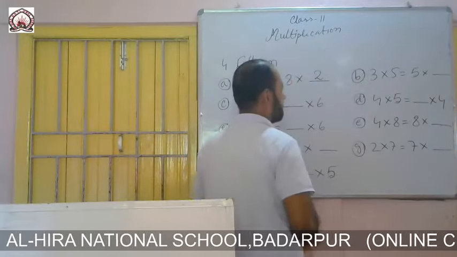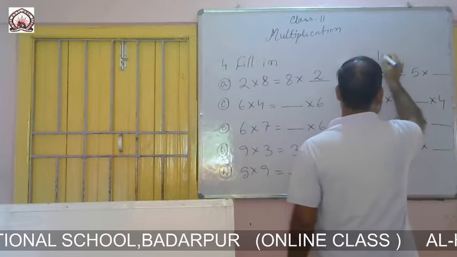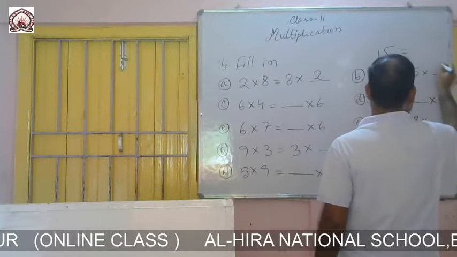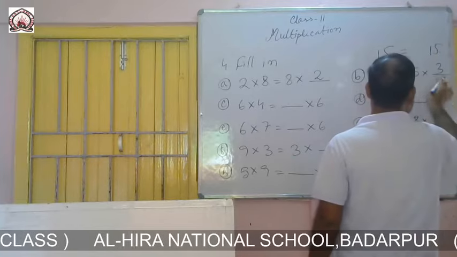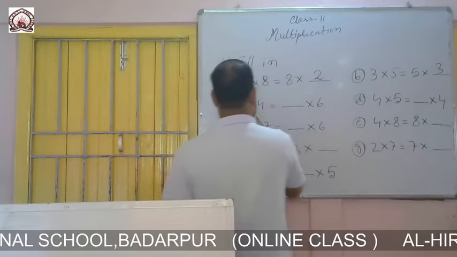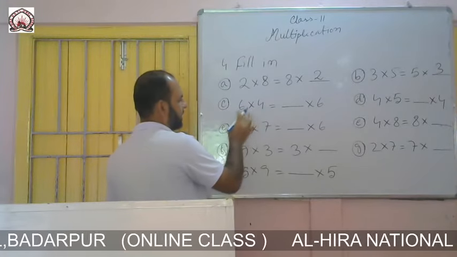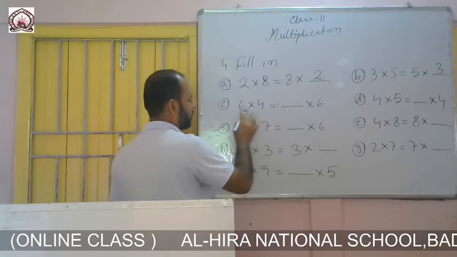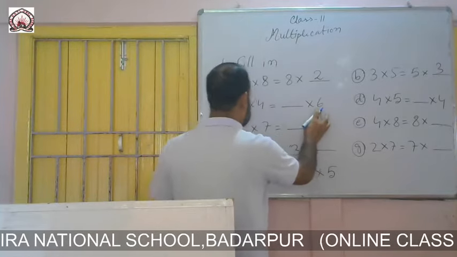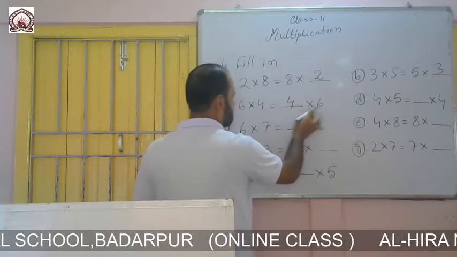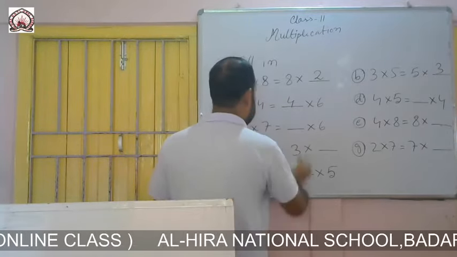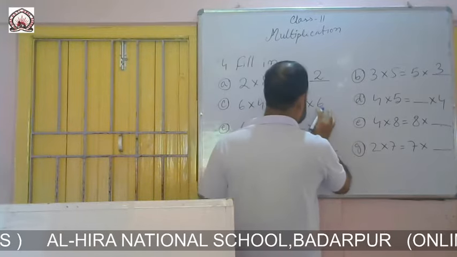Next, 3 fives are 15, and here 5 threes are also 15. So both are same. Here the answer is 3. Next, 6 fours are 24. Here 6 is there, 4 is there, but here only 6 is there. So we write here 4. 6 fours are 24 and 4 sixes are also 24.